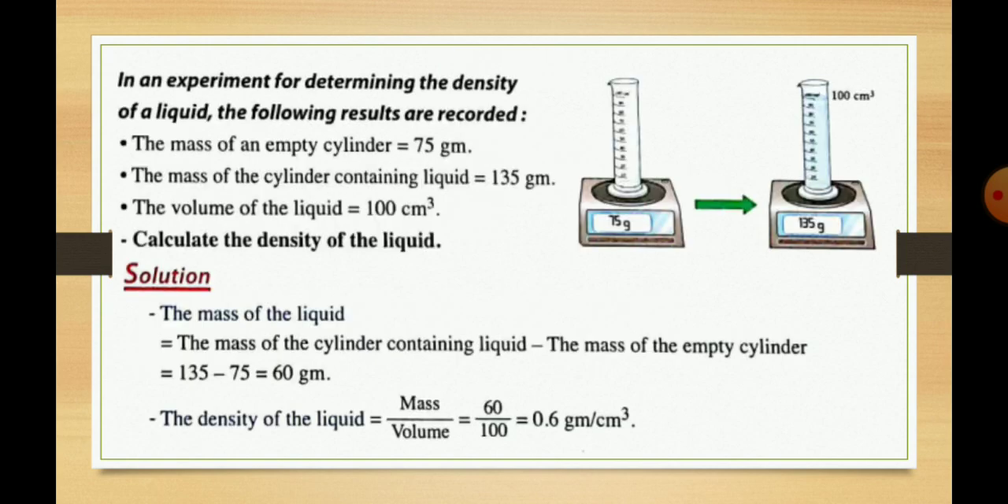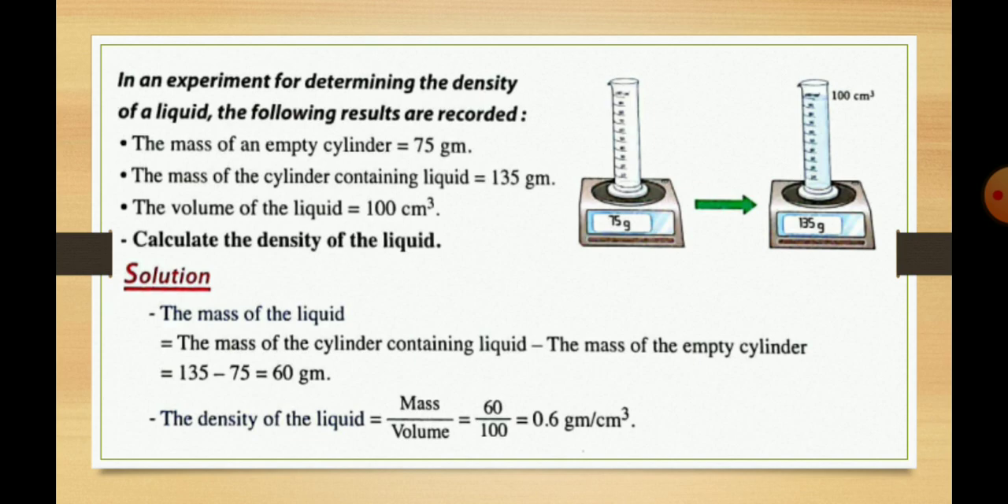Another question. In an experiment for determining the density of a liquid, the following results are recorded. Number one, the mass of an empty cylinder equals 75 gram, and the mass of the cylinder containing liquid equals 135 gram. The volume of the liquid equals 100 cubic centimeter. Calculate the density of the liquid.